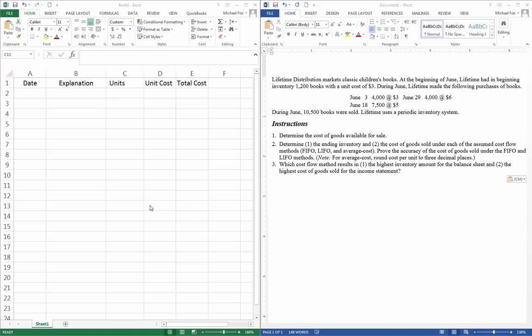During June, Lifetime made the following purchases of books: June 3rd, June 18th, June 29th. During June, 10,500 books were sold. Lifetime uses a periodic inventory system. All right, so determine the cost of goods available for sale, number one.